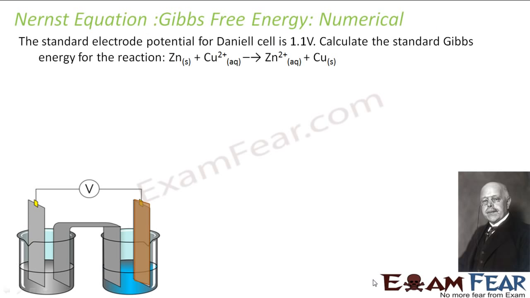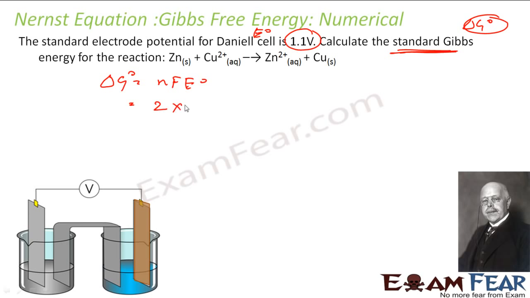So the standard electrode potential for the Daniell cell is given. We have to calculate the Gibbs energy for this reaction. You know that delta G is nothing but minus nFE naught. Please note, E naught is given and we need to find the standard Gibbs free energy, that is, to find delta G naught. Let's put the values here.